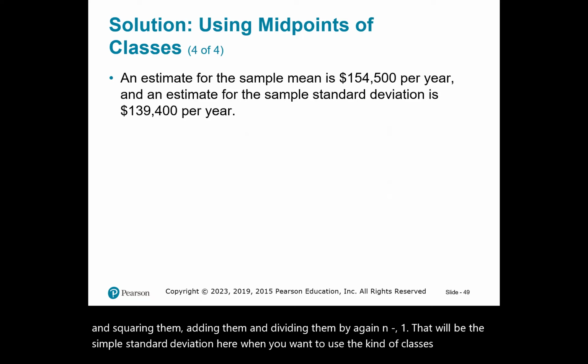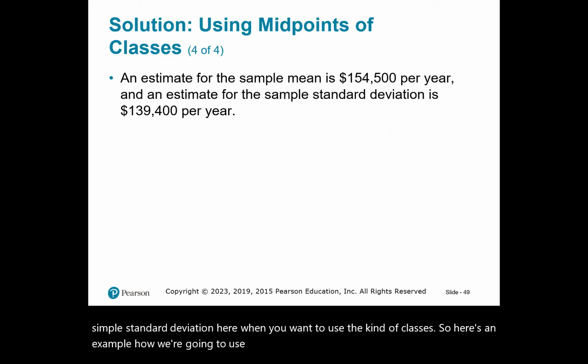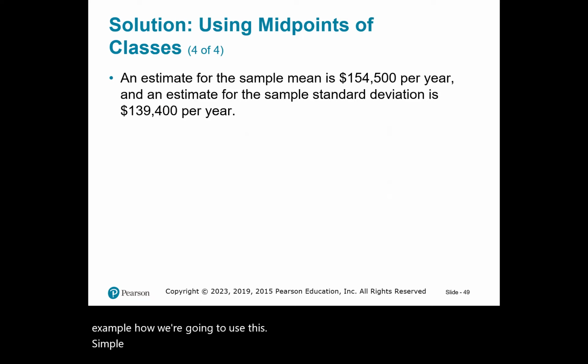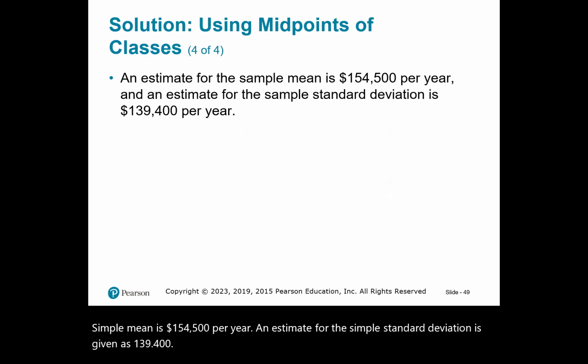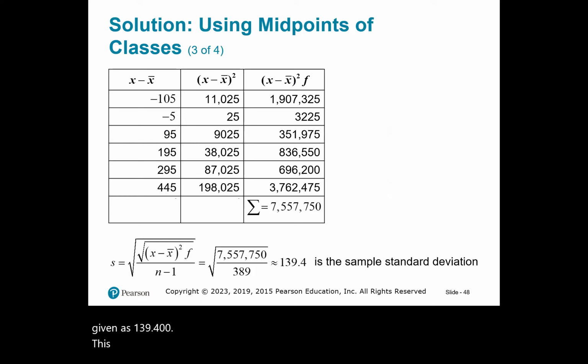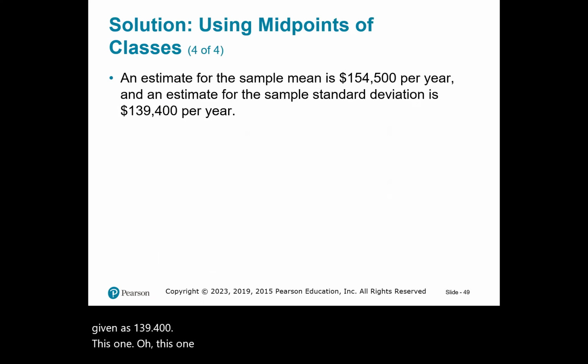So here's an example of how we're going to use this. The sample mean is $154,500 per year. An estimate for the sample standard deviation is given as 139,400. This one is the explanation for this question.